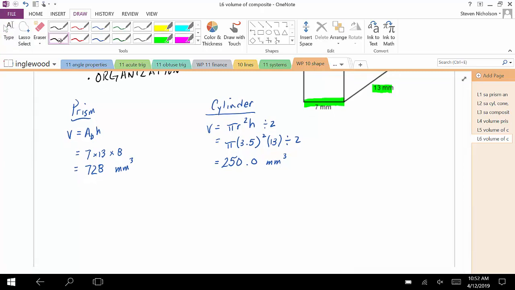So there's our organization. We found the volume of the little pieces, much like we did with surface area. And now we can figure out the total volume of this shape, which is 728 plus 250, 978 cubic millimeters.